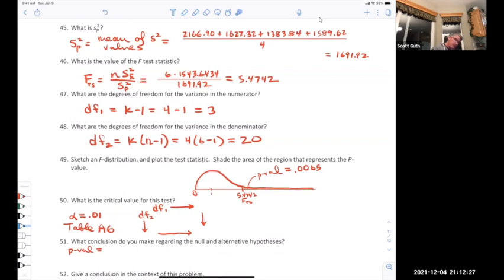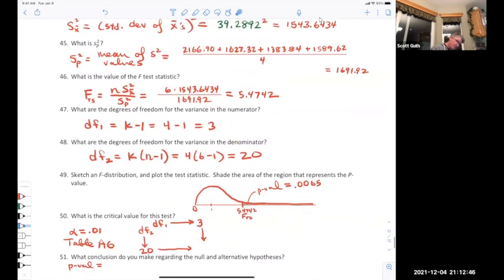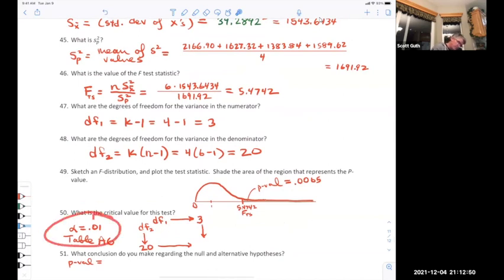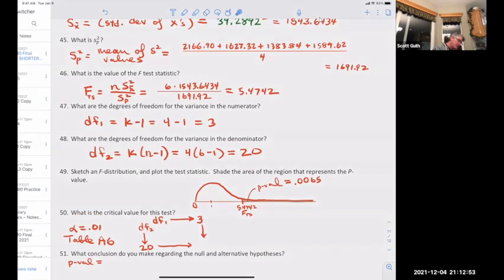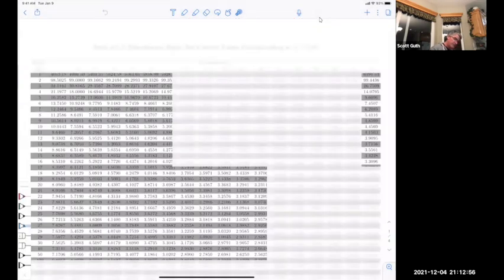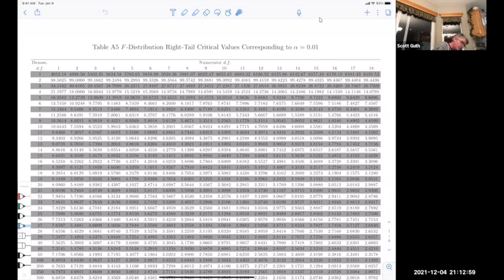Just as a reminder, our alpha is 0.01 here, and the degrees of freedom are for the numerator 3, we said, and for the denominator 20. That's these values we just computed up above. Bring them down for the table. Okay, so we've got 3 and 20. This is an alpha of 0.01, so we're going to pick the right page on the table. Again, it's table A5. So here it is. We're going to do 3 degrees of freedom for the numerator, 20 for the denominator. Double check, it says alpha is 0.01 on this page, and come in to this critical value right there.